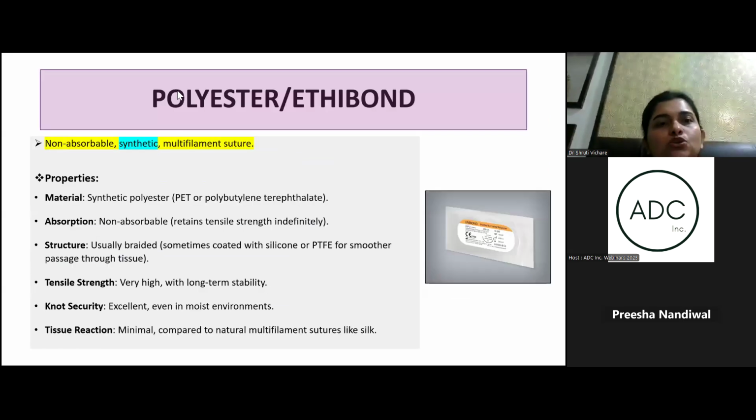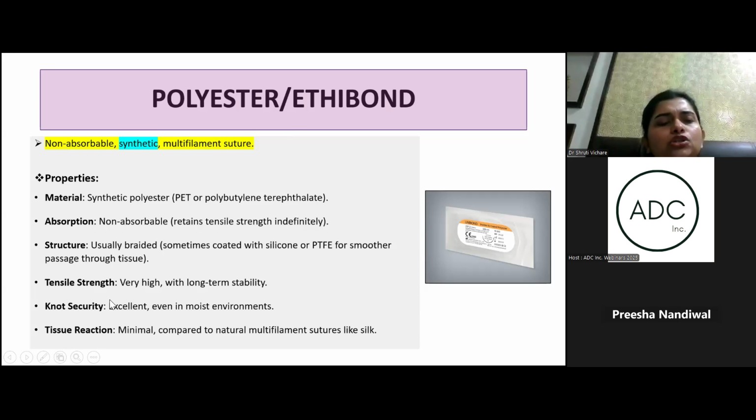Okay. Now coming to the next suture, which is polyester suture. So it is a non-absorbable synthetic multifilament suture. And I would like to mention right in the beginning that it is not very commonly used in dental practice. Very rarely used in oral surgical practice also. Okay. But I would still like to shortly describe it. Material, it is a synthetic polyester, as the name suggests. It is a non-absorbable suture. It is available in braided forms, and mostly it is coated with either silicone or Teflon. PTFE is nothing but Teflon.